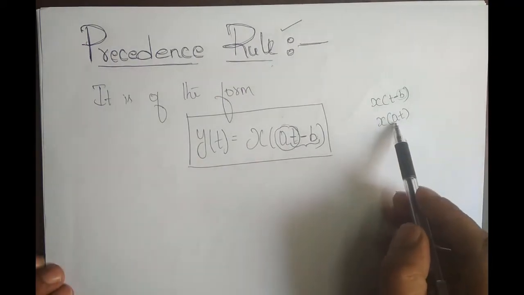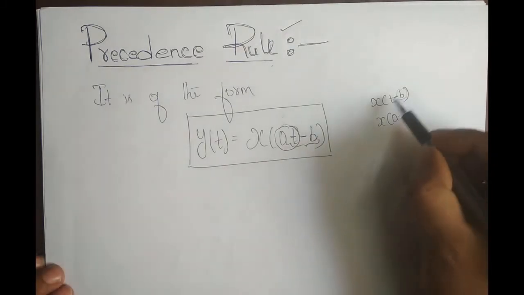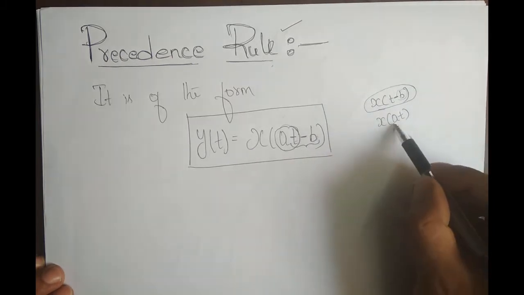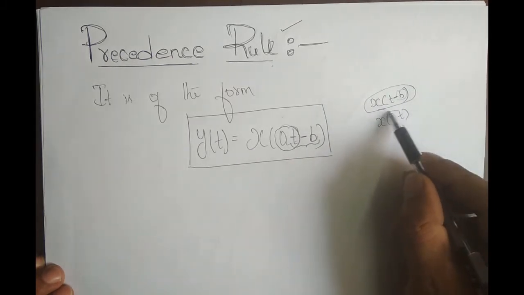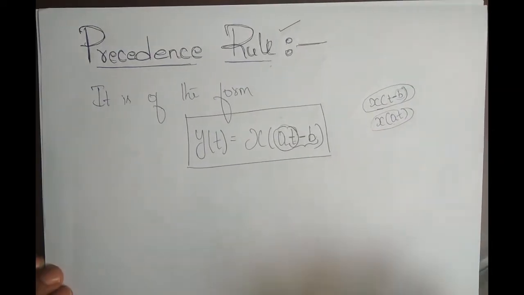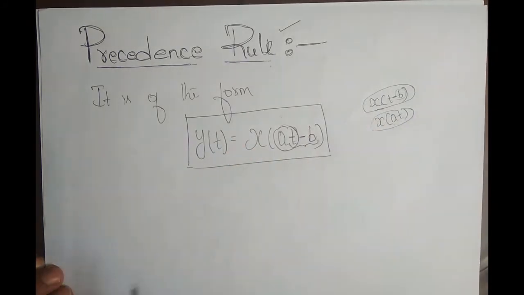Again I have to follow that rule: what happens if a is greater than 1 and what happens if a is between 0 and 1. Now while performing the time shifting part of the operation, you ignore the scaling part. While performing the time scaling operation, you ignore the shifting part. That is what you need to follow. Let me try to convince you with an example so that it is easy for you to digest.